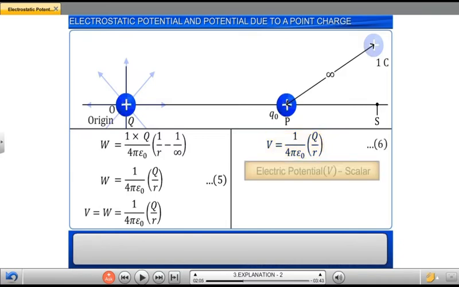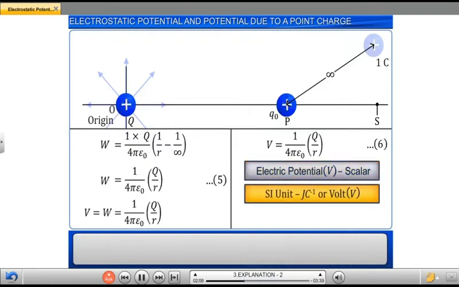The electric potential V is a scalar quantity, and its SI unit is joule per coulomb or volt. 1 joule per coulomb is equal to 1 volt.